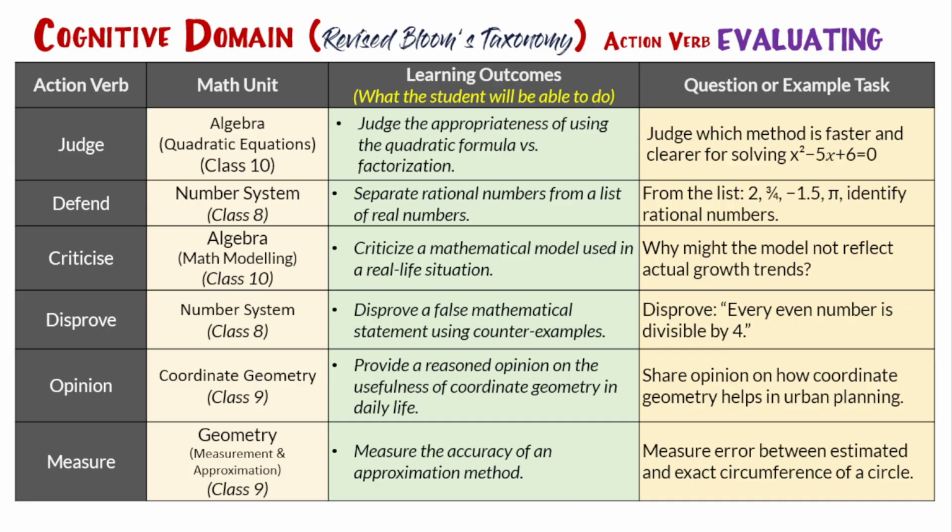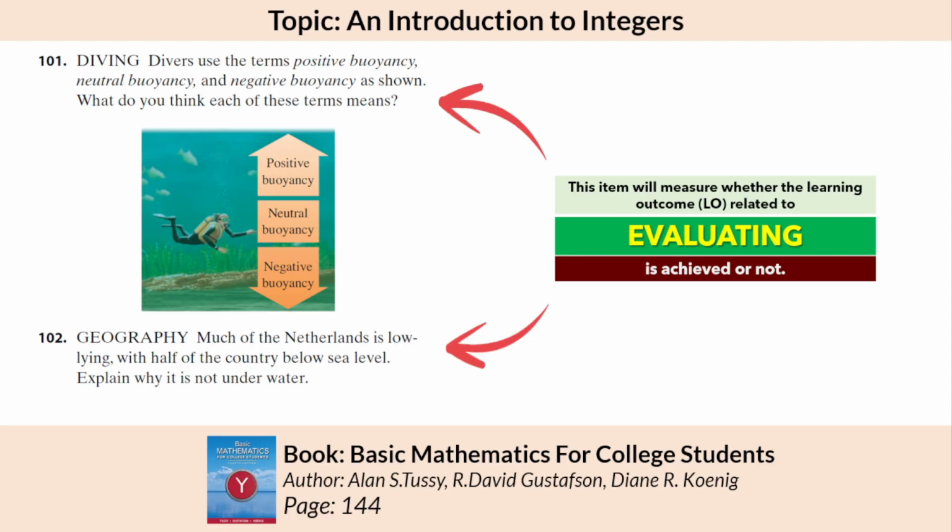While teaching number system for class 8 students, we can choose the learning outcome as: the student will be able to separate a rational number from a list of real numbers. To evaluate this, I can ask students, from the list 2, 3 by 4, minus 1.5, identify rational numbers. Now pause the video and try to learn how to select learning outcomes related to evaluating. Now these are some of the problems from the exercise of an introduction to integers. These items will measure whether the learning outcome related to evaluating is achieved or not.